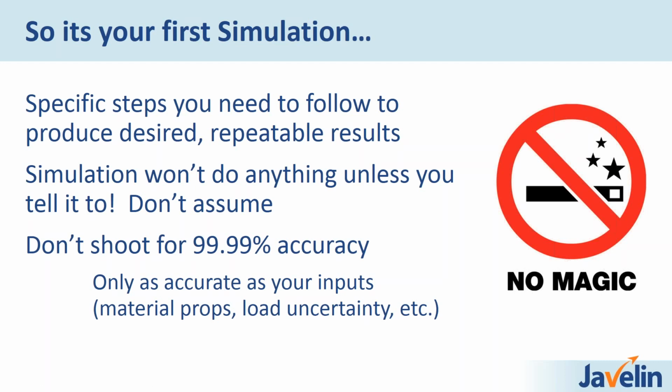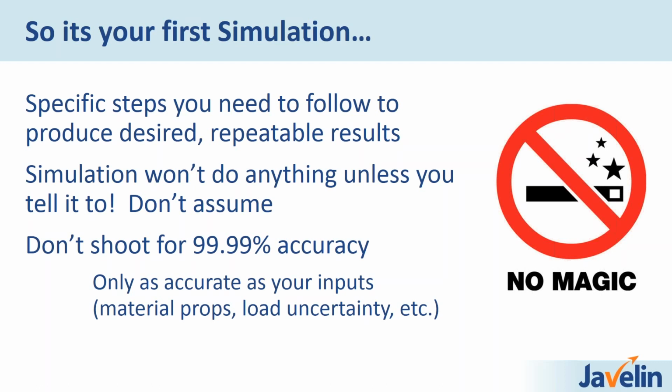So another tip I'll mention here, don't shoot for 99.9999% accuracy. We get customers that will email us and go, oh, wow, when I change my mesh here, my stress changes 0.001 MPa and it's not stabilizing. Well, don't try and get it down to that nth degree of accuracy, because you're only as accurate as your material inputs. How accurate are your material properties? How accurate are you with your loads? Is there any uncertainty into how those loads may change?